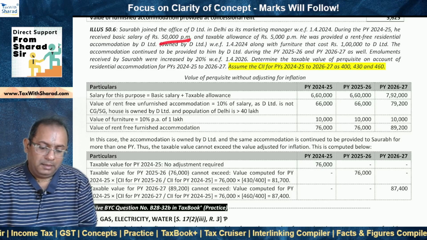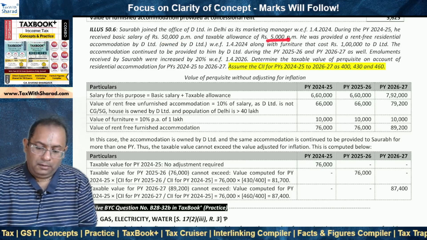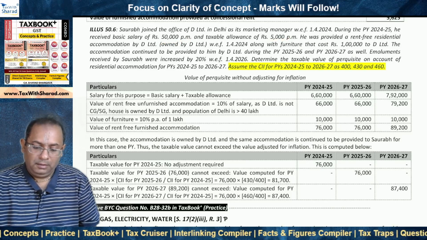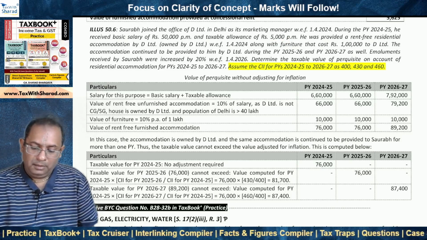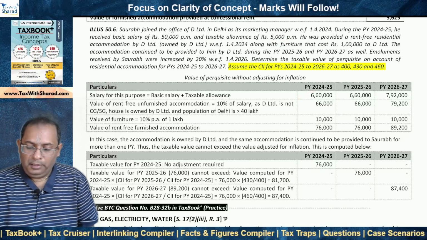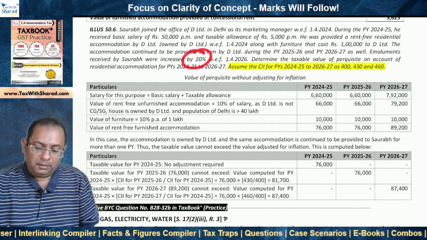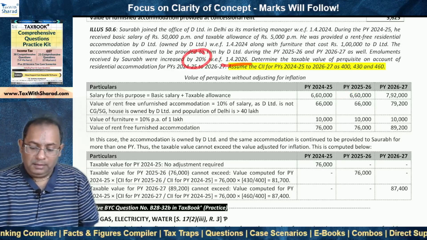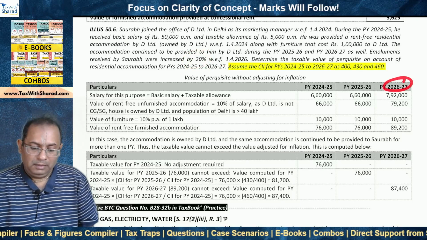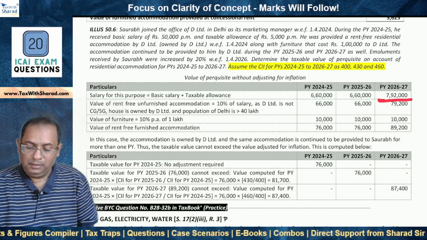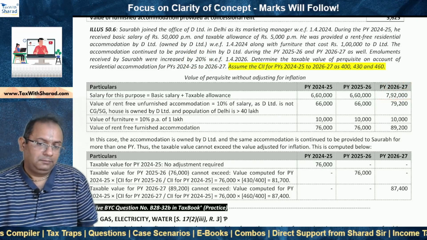So 50,000 per month is the basic, and taxable allowance is 5,000. So basically it is 55,000 per month. So it becomes 6,60,000. For 25-26 also same, but this is increased by 20% from 1st April 26. So for previous year 26-27 we will add 20% and this will be 7,92,000.